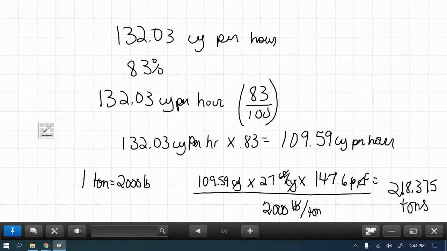So just make sure to look at the percentage, whether it's average, poor, or excellent, and make sure to factor that in before you actually convert it over to tons.